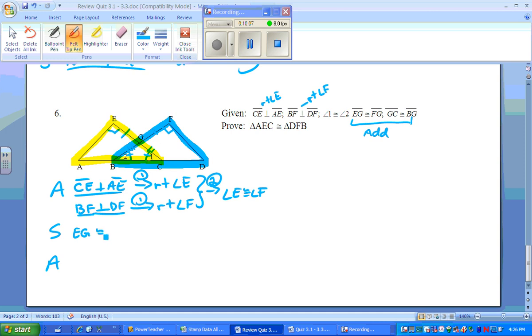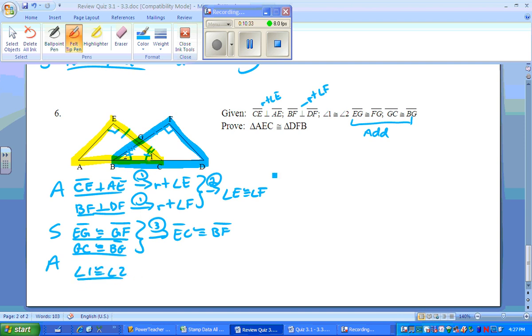The side came from EG being congruent to GF, and we're adding CG being congruent to BG. Those two together, reason 3, we got EC being congruent to BF. And the last angle was angle 1 congruent to angle 2. These three together, up to reason 4, triangle AEC being congruent to triangle DFB.